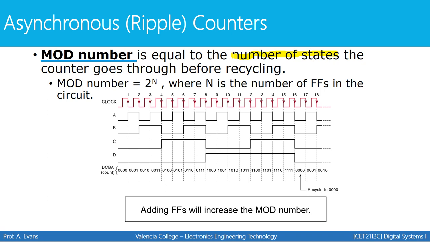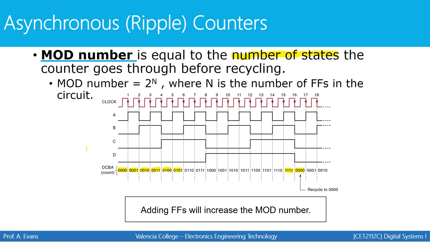Now, what do we define as a state? A state is like a unique output. So for example, each one of these counts is a state. And as the counter changes, each state is different. Until you get up to 1111, and then it will recycle back to the first state. Each one of these is a state. So the counter begins here, it counts up to 15, then it recycles back to 0. How many states does this counter have? If you said 15, you would be incorrect.